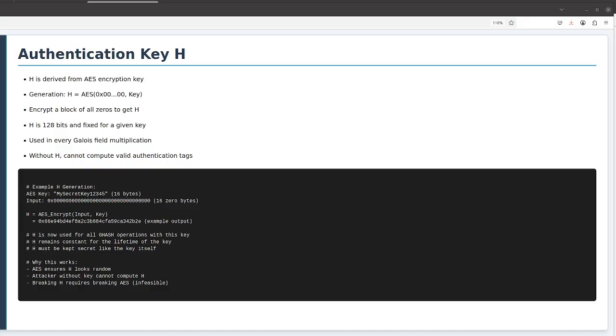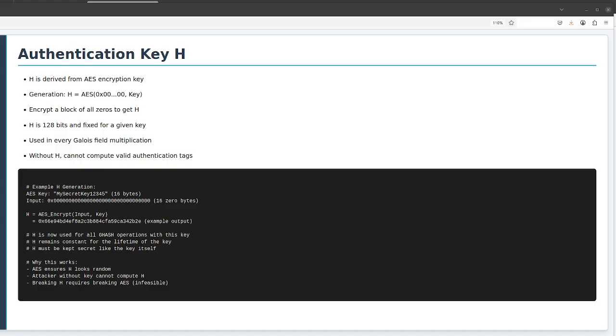Why do we derive H this way? Because it ensures that H is cryptographically related to the encryption key, but also looks random. An attacker who doesn't know your AES key can't compute H, and even if they could guess the plaintext and ciphertext, they still can't determine H without breaking AES itself.